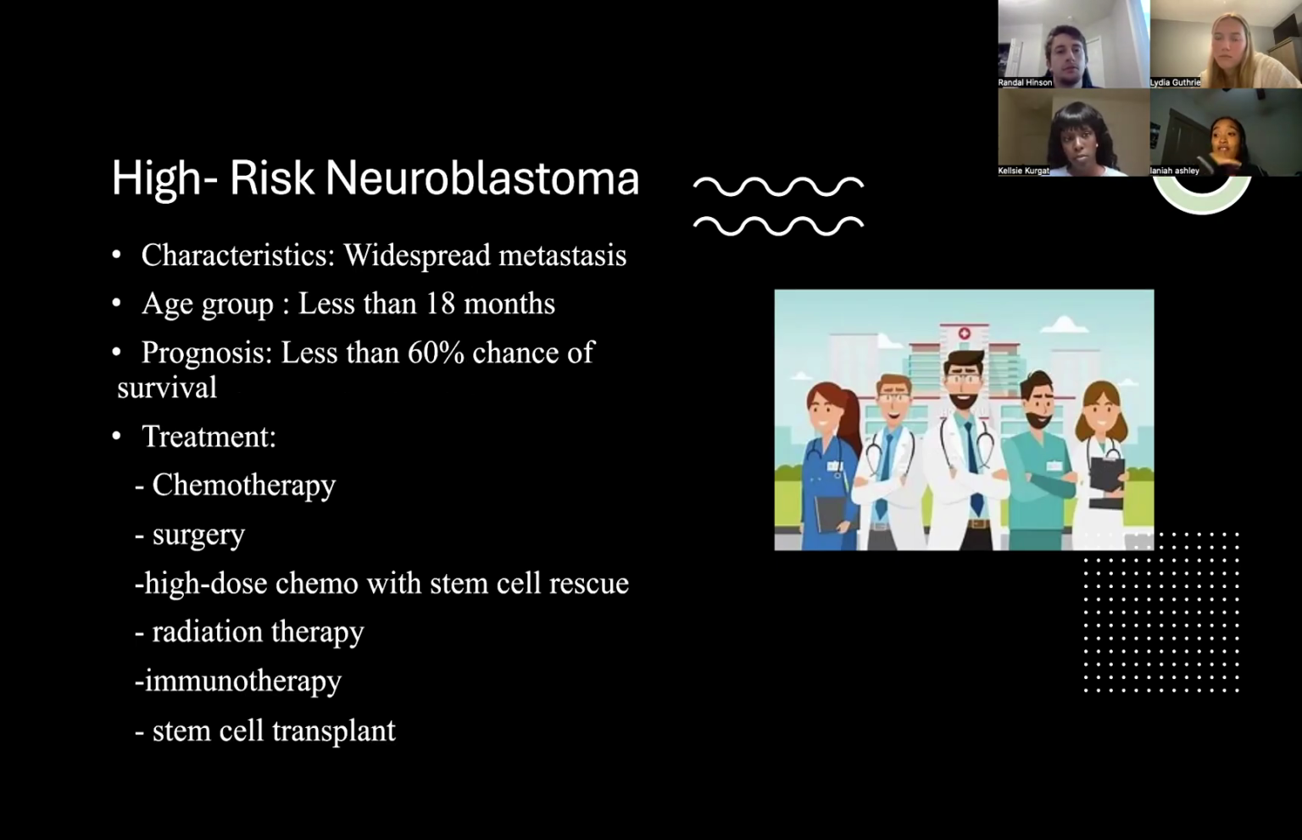High-risk neuroblastoma involves more widespread metastasis, and it affects children that are older than 18 months, less than 18 months, sorry. It's less favorable, with a 5-year survival rate of less than 60%. The treatment for this is more extensive, being chemotherapy, surgery, high-dose chemo, radiation therapy, immunotherapy, and stem cell transplants.